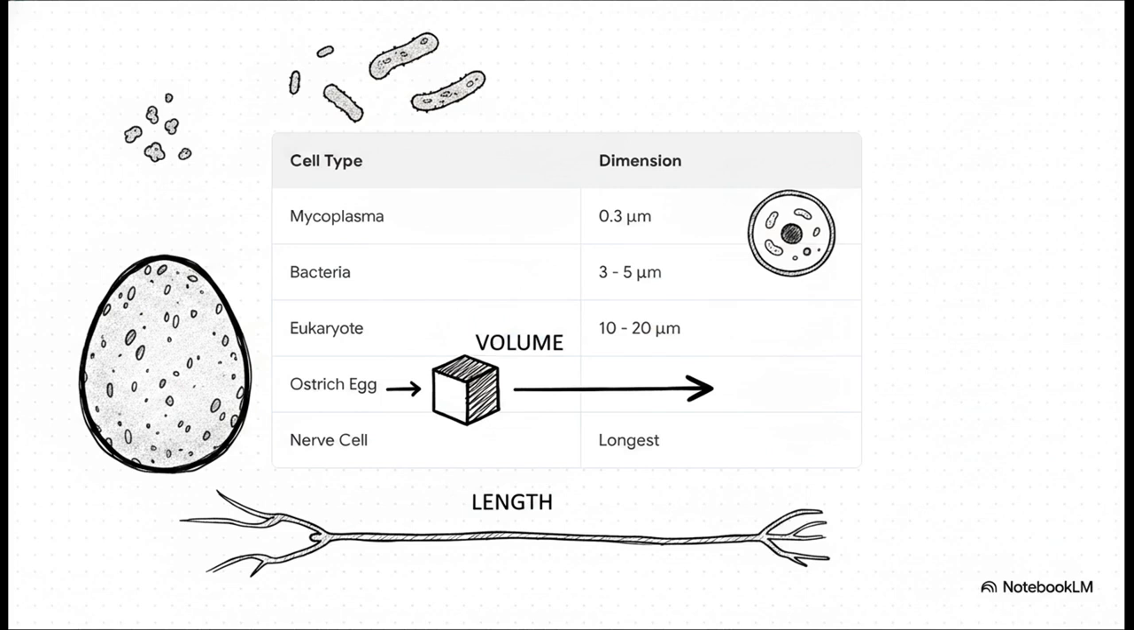But then, look at the ostrich egg. That is the largest overall single cell, meaning it has the absolute most massive volume. Length versus volume. It's a really crucial distinction to keep in mind when we're talking about these cellular extremes.